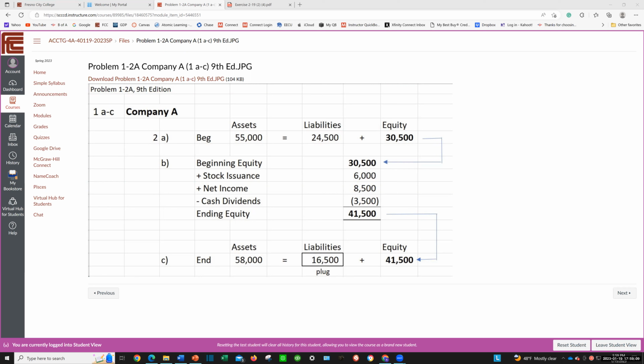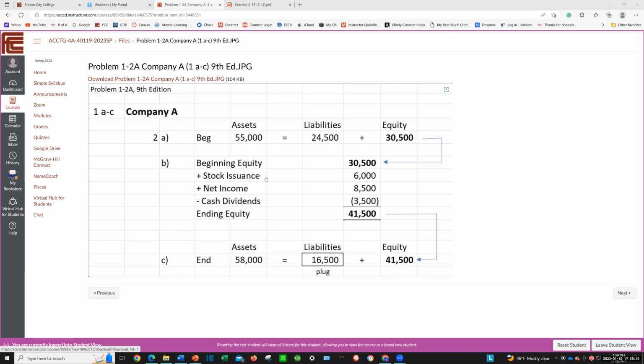For company A, you are going to be asked to solve for equity. You're going to be given assets of 55,000, liabilities of 24,500, and to solve for equity, you're going to go 55,000 minus 24,500 will give you your beginning equity of 30,500.